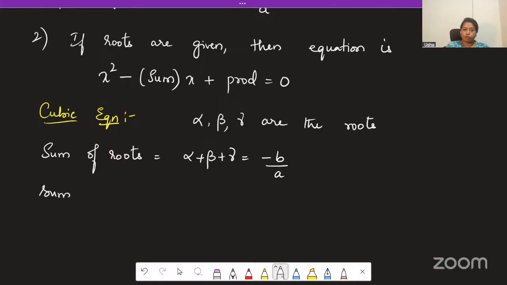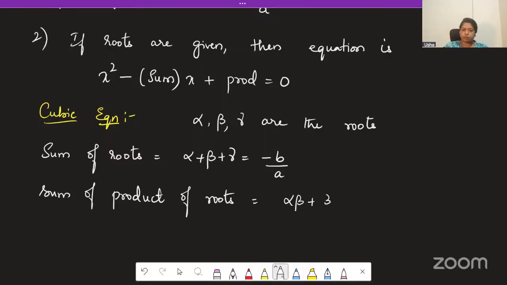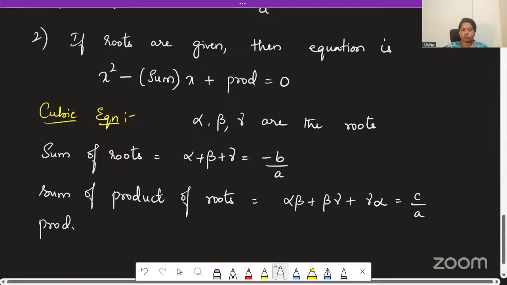Then sum of product of roots. One additional formula you have: sum of products of pairs of roots. So alpha into beta plus beta into gamma plus gamma into alpha. So you have three. These two you multiply, these two you multiply, these two you multiply. Two numbers you have to multiply and add them. This is equal to c by a. Product of the roots is minus d by a.